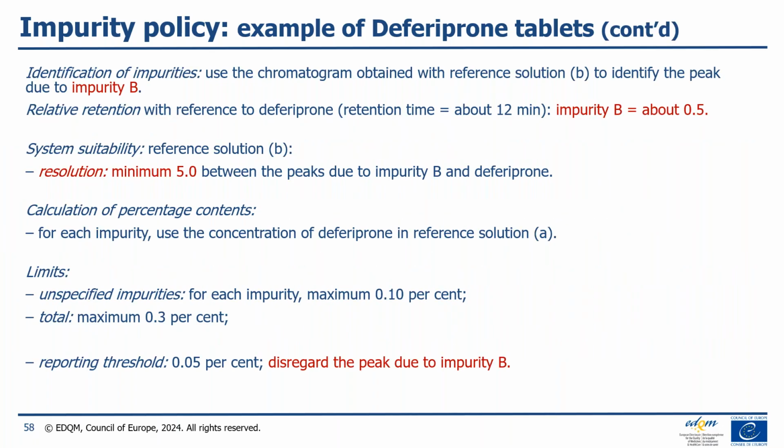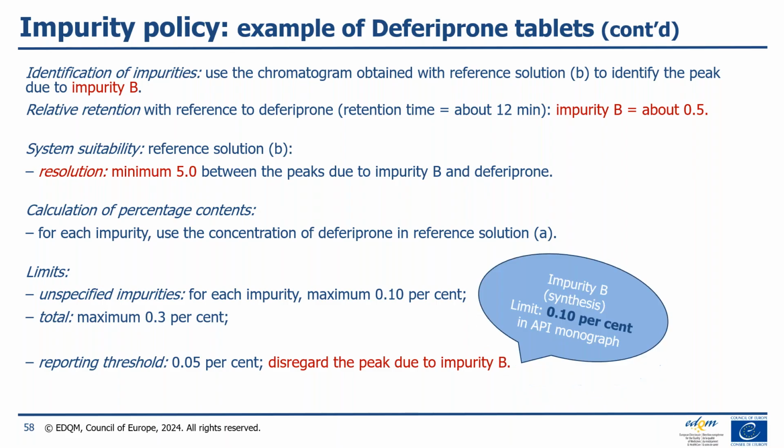So impurities have to be identified. So we would use this reference solution B that is prepared for the system suitability test to identify the peak due to impurity B. And it is used as set for the system suitability. So we have a resolution criterion. And because impurity B is an impurity of synthesis of the active substance of deferiprone, it is limited to 0.10% in the API monograph.